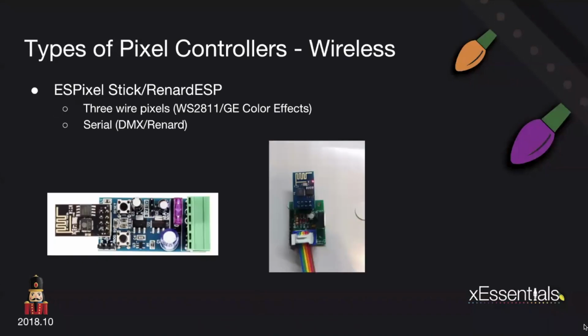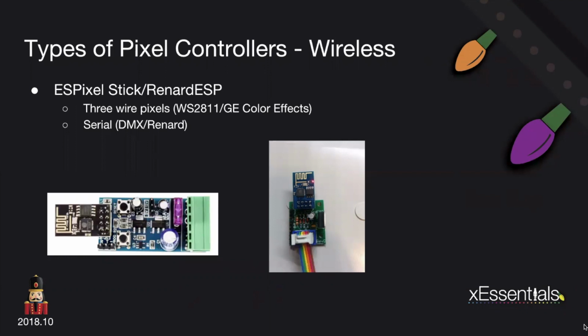So first off, wireless. Some of the most common ones that you'll see out there for this are the ESPixel stick or the Renard ESP. These are both based on the ESP8266 and have, depending on what version you're talking about, a different board that it attaches to that'll allow you to run either pixels directly off of it or a serial output directly off of it. May require additional buffering or not, depending on the type.